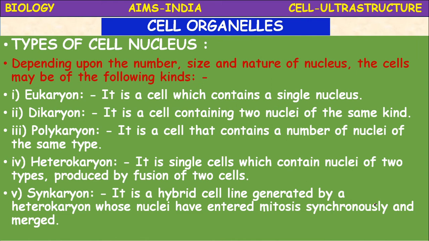Okay, children. Till now, what are the different types of nuclei? Just name: eukaryon, dikaryon, polykaryon, heterokaryon. Okay, and the final one is synkaryon.